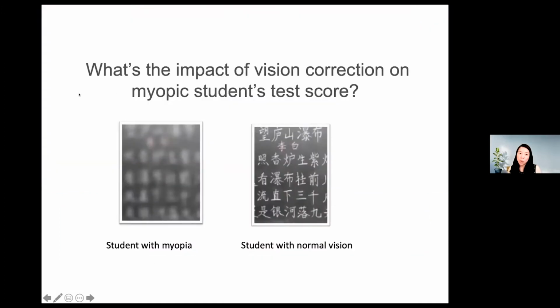So if we wanted to measure the impact of vision correction on myopic students' test scores, what kind of program do we want to design? As an example, on the left is the student's vision with myopia. So nearsighted students, they can't see the blackboard. And on the right is the students with normal vision.